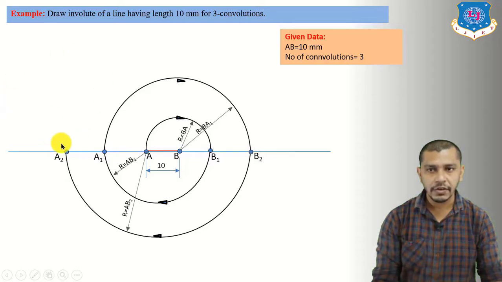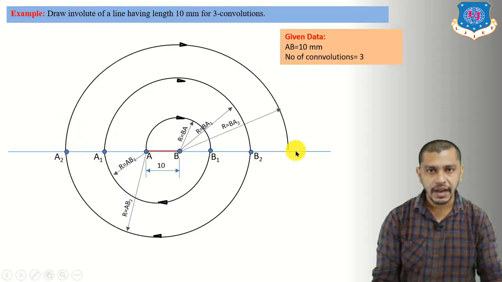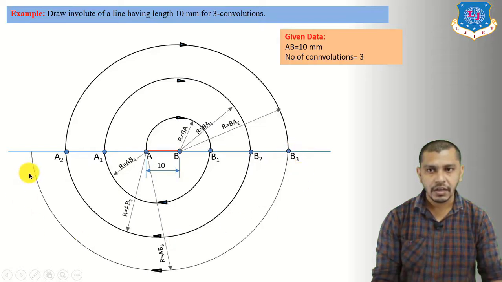Now after getting A2, take the center at B and radius equal to B to A2 and give an arc. You will get B3. After getting B3, change the center and take the center at A, radius equal to A to B3, give an arc. You will get A3. Now we have completed the 3 turns for the involute. So this is the involute of a line for 3 convolutions.